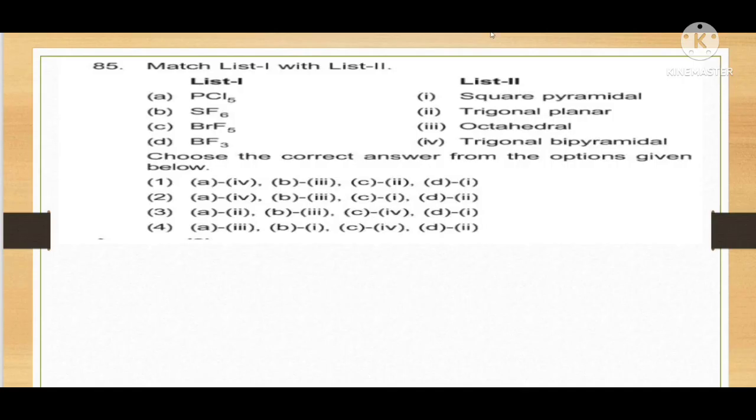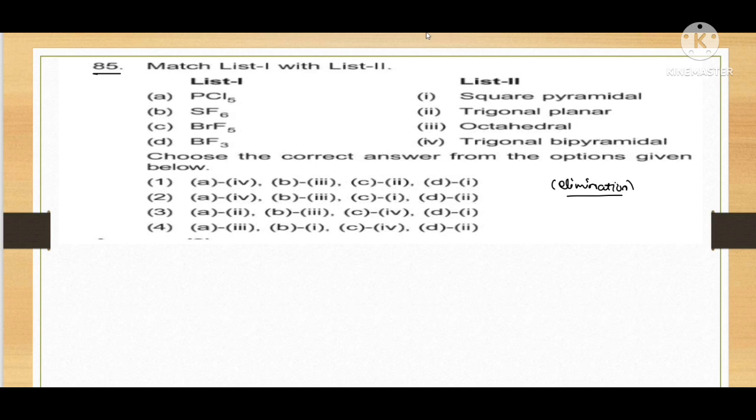Now let us see the 85th question. This type of question is matching type 1. You can easily answer by the elimination method. In this type of question, you never need to verify all the options. You just have to pick one or two, and you can easily eliminate the other options.